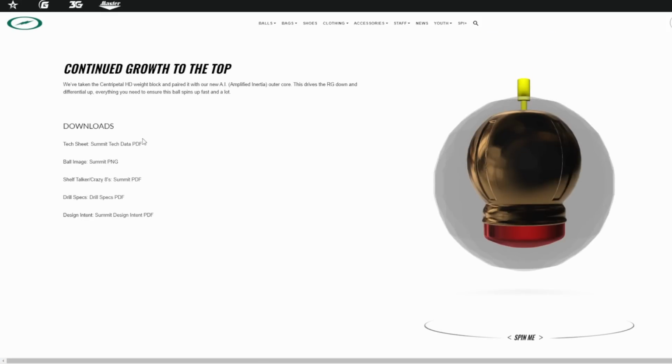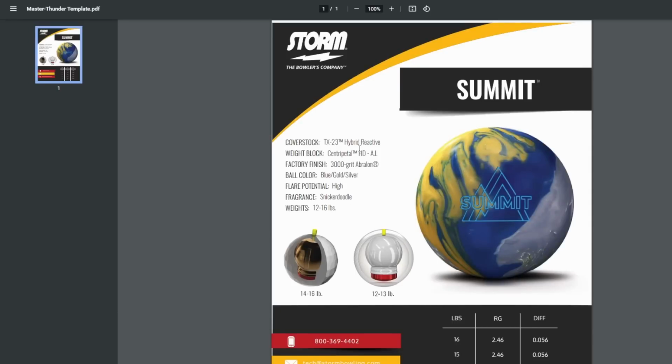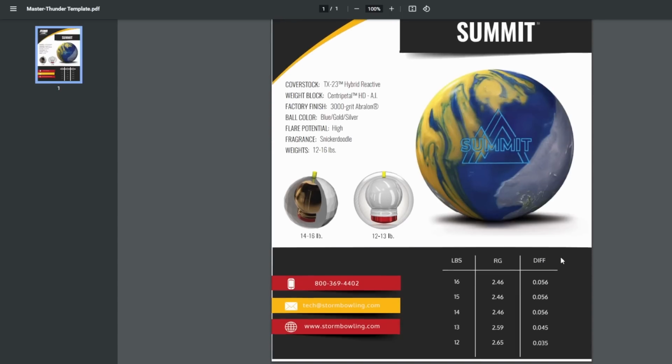But what we really want to do is get to the tech sheet. All right, this ball contains the TX23 hybrid reactive cover stock and triple HD AI core. Comes at a factory finish of 3000 grit Abalone. The color, blue, gold, and silver. All right, gold, got it. Snickerdoodle fragrance, and the numbers are 15 pounds, 2.46 RG with a 0.056 differential. Man, that's a lot of differential. So translation, this is going to be your strong symmetrical reaction, and we're going past Phase Two territory here.